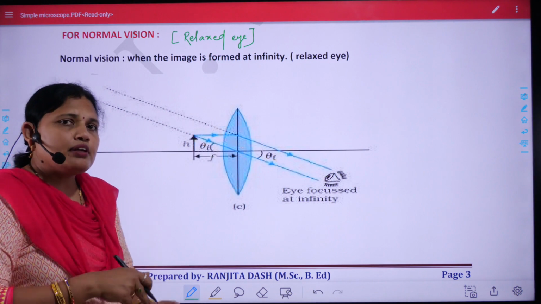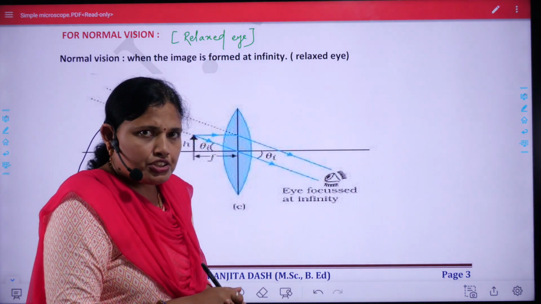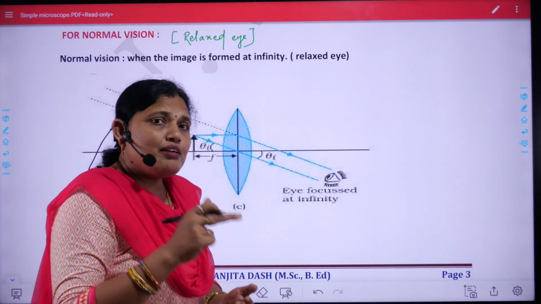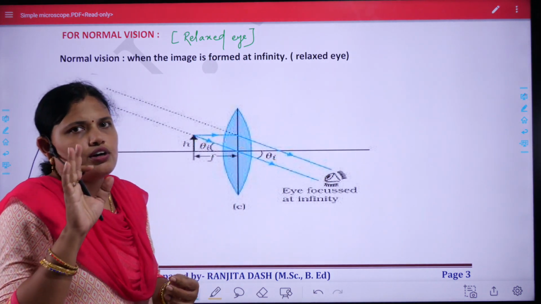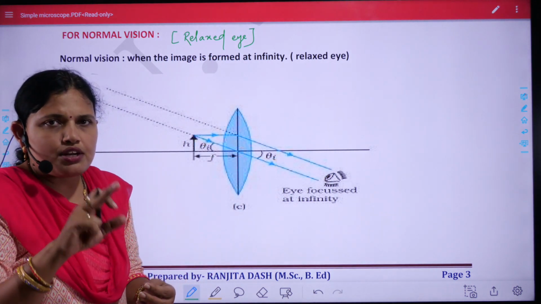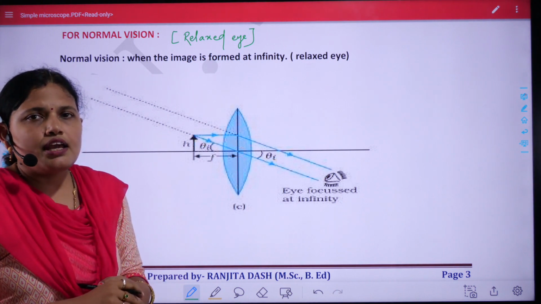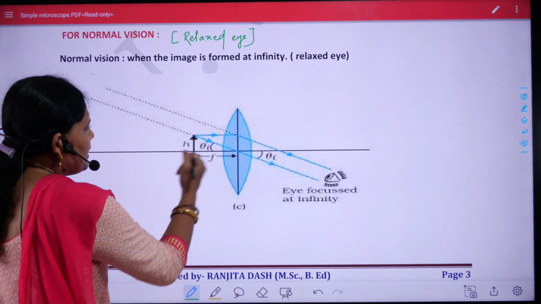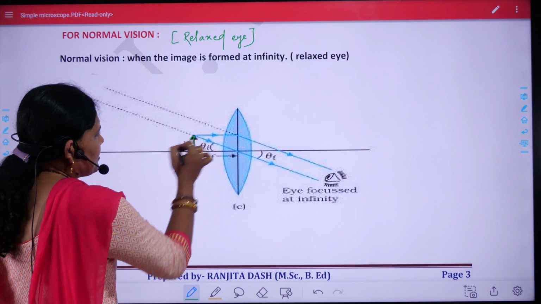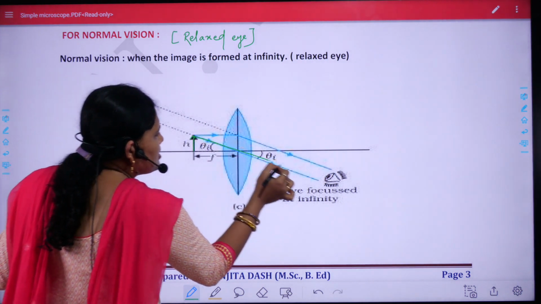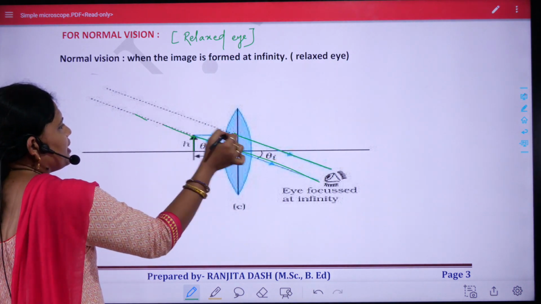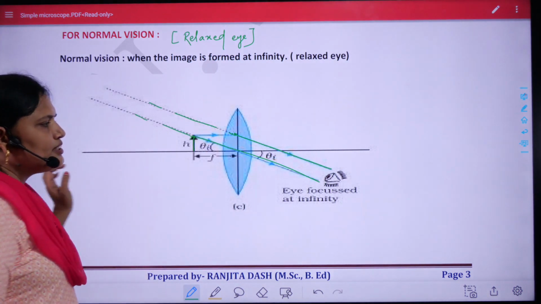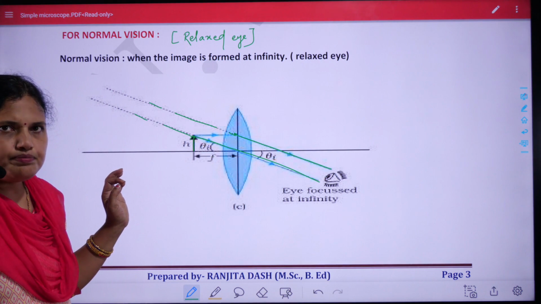Now just remember the condition of the convex lens: the image is formed at infinity if the object is at the focus. If the object is at the focus, the image is formed at infinity. See the ray diagram? This is the object at the focus. So these two rays are parallel. They do not meet. They are parallel. So the image is formed at infinity.